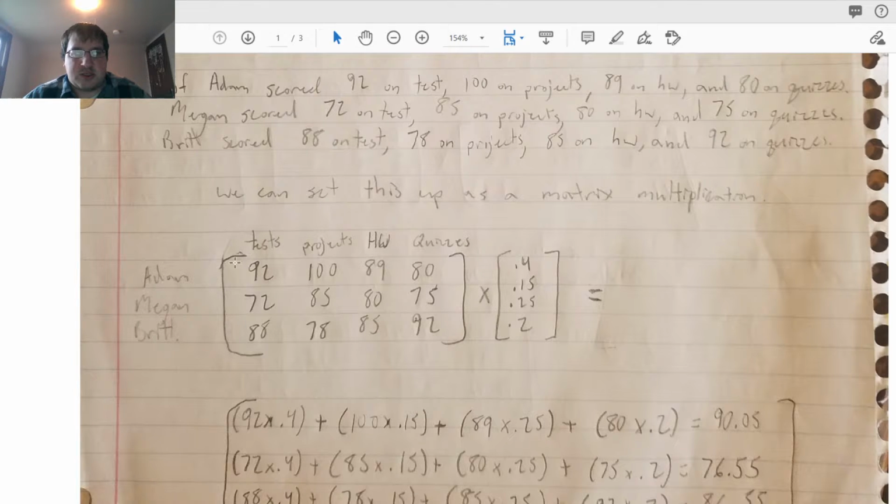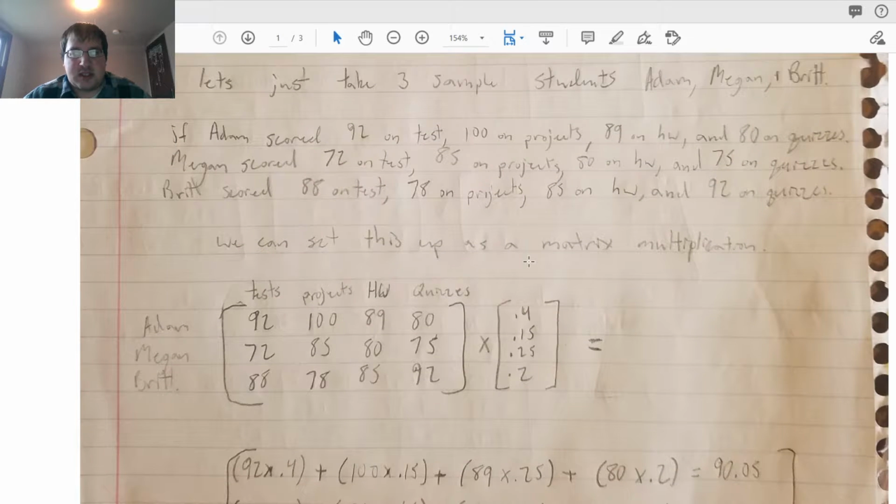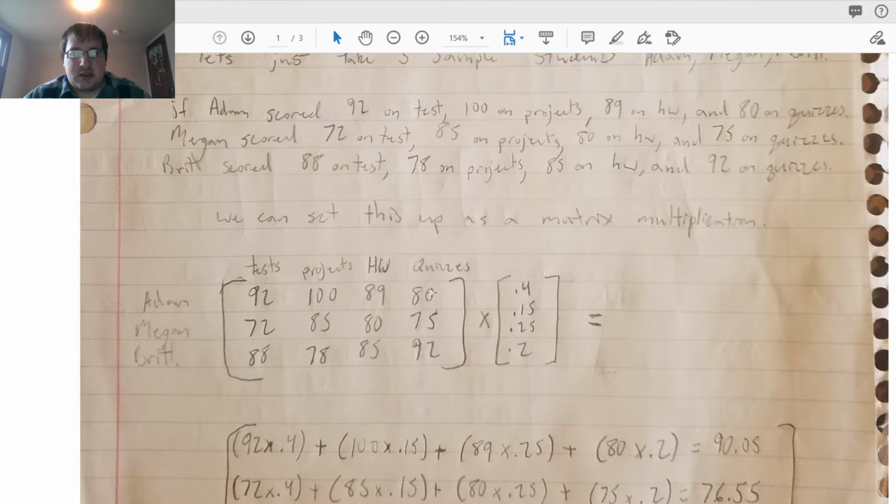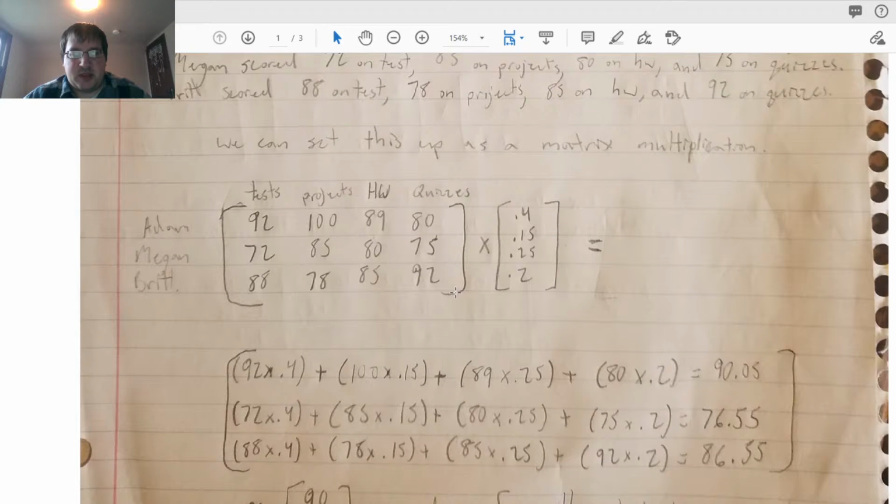A lot of computer systems, like you could have an Excel spreadsheet that has all the grades, convert them into a matrix, and then we're multiplying that by 0.4, so this is for the 40% on the tests, 15% for the projects, 25% for the homework, and the 20% for the quizzes.